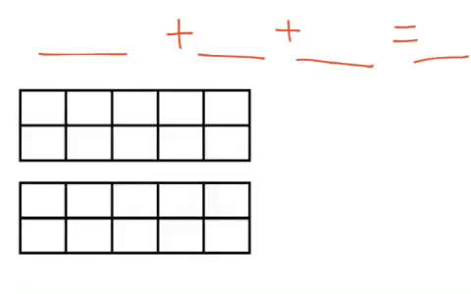Using a 20 frame. Using the same example, 4 plus 2 plus 3, here's how you would use a 20 frame. Students would put counters, or if it's in their journals, they would draw dots in 4 of the squares. 1, 2, 3, 4. They would then put 2 dots in for the number 2. 1, 2. Last, they would put in 3 more dots for the number 3. 1, 2, 3. How many spaces have they filled up? 9. So the answer is 9.